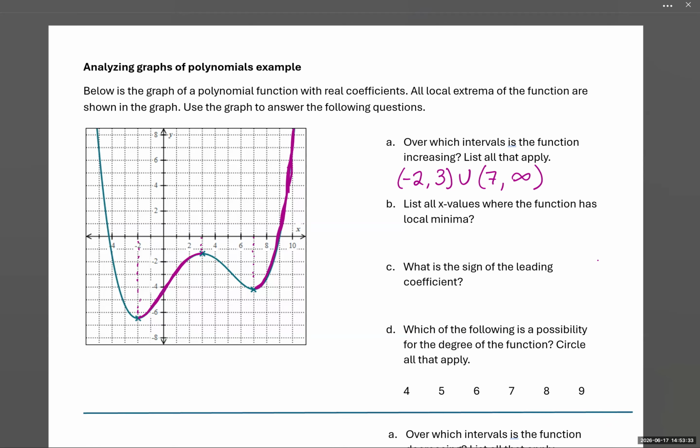Parentheses only over here. The actual points, -2, 3, and 7, they're turning points, so the function is neither increasing nor decreasing at those, therefore parentheses and not brackets.